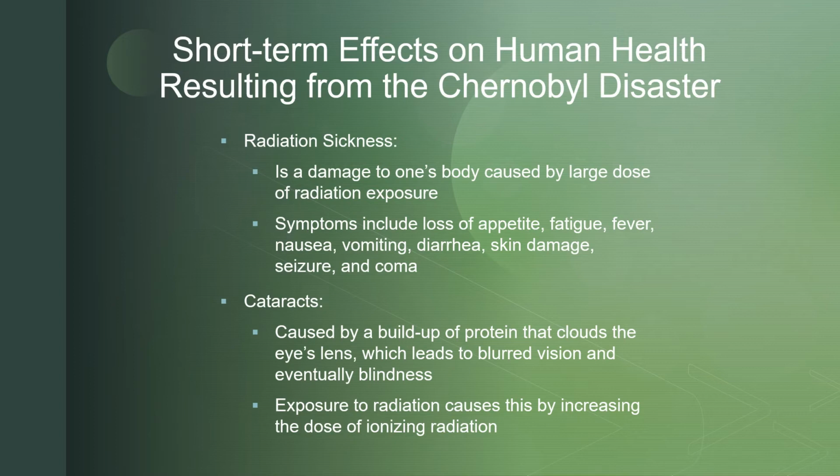Another short-term effect from the Chernobyl disaster is cataracts. Cataracts are caused by a buildup of protein that clouds the eye's lens, which leads to blurred vision and eventually blindness. However, from the radiation, it caused an increased dose of the ionizing radiation within the eye, which then led to cataracts.